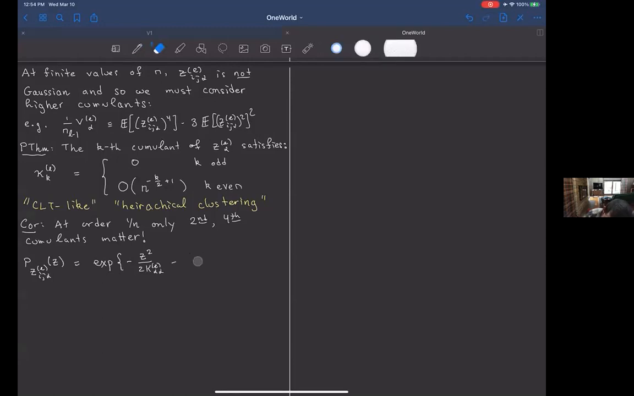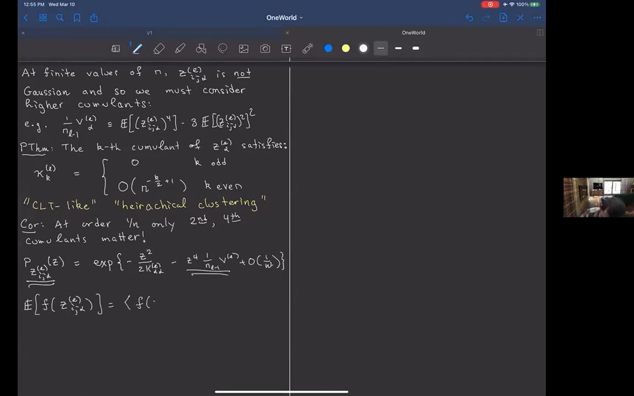I won't put all the normalizations. Let me just write it as z to the fourth times 1 over n^(L-1) V^L, and then the rest of this can just be ignored at this order. So this is very nice. If you actually want to compute an integral against this, all you have to do is Taylor expand the Gaussian. The full expectation of some function of Z_i^L alpha is equal to the Gaussian expectation of this function f of Z_i^L alpha, times 1 plus, I just have to Taylor expand this piece, I get z to the fourth.